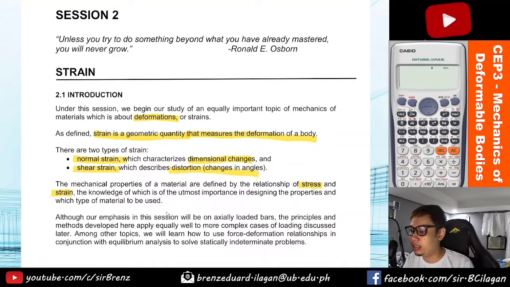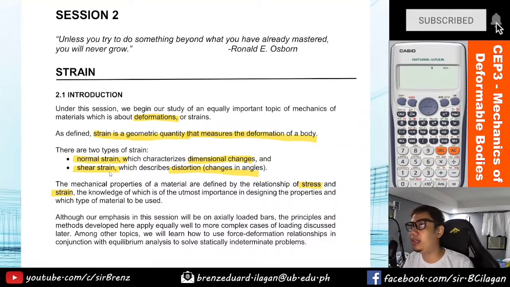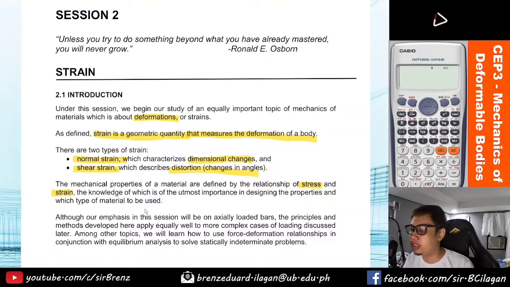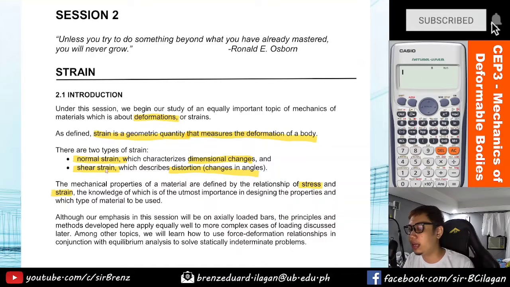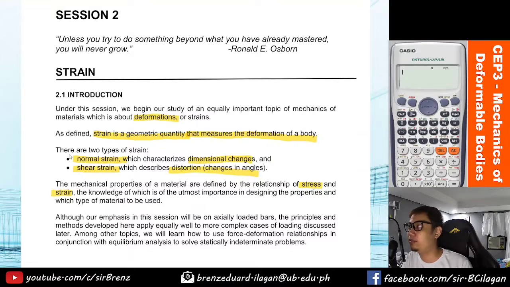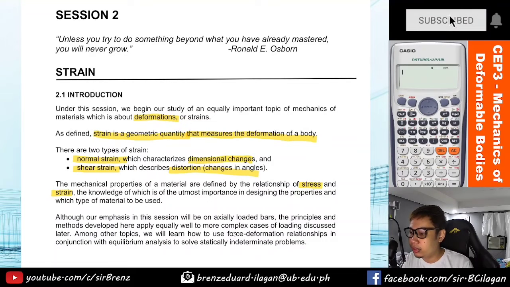Although our emphasis in this session will be on actually loaded bars, so mostly naman problems na sinolve natin is under the actually loaded bar or yung mga problems that involve the change in temperature. So yung shear strain, formula based, and nagpakita rin naman ako ng example. Pero mostly, kalimitan ng problems, especially yung mga lumalabas sa board exam, dun sa normal strain, where it involves yung axial forces and yung the change in temperature. Okay? So the principles and method here apply equally well to more complex cases of loading discussed later.